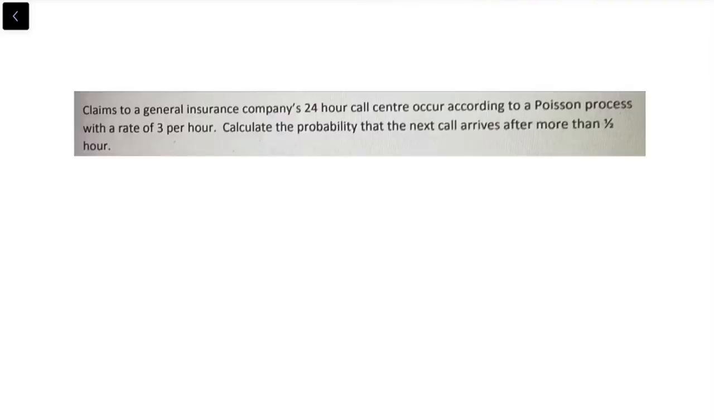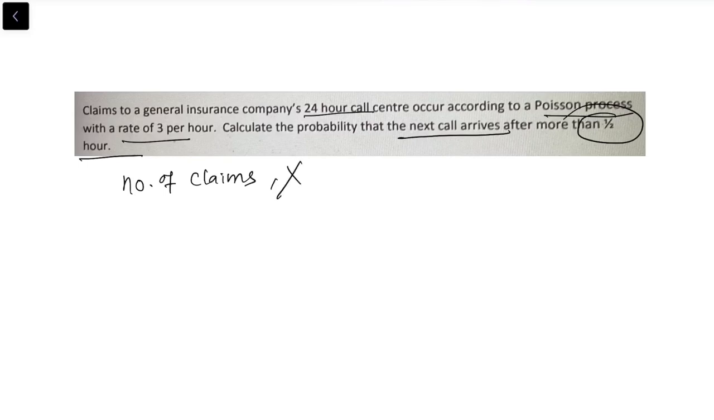In this example, claims to a general insurance company's 24-hour call center occur according to a Poisson process with a rate of 3 per hour. Calculate the probability that the next call arrives after more than half an hour. So here the number of claims, let's say this is x, in an hour can be modeled as a Poisson distribution, right?